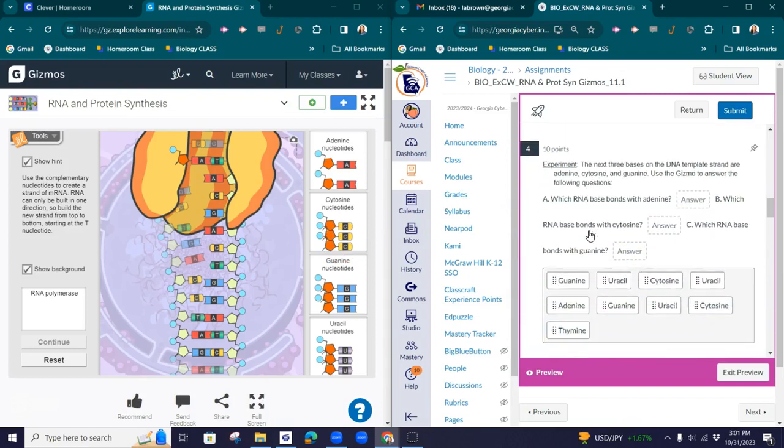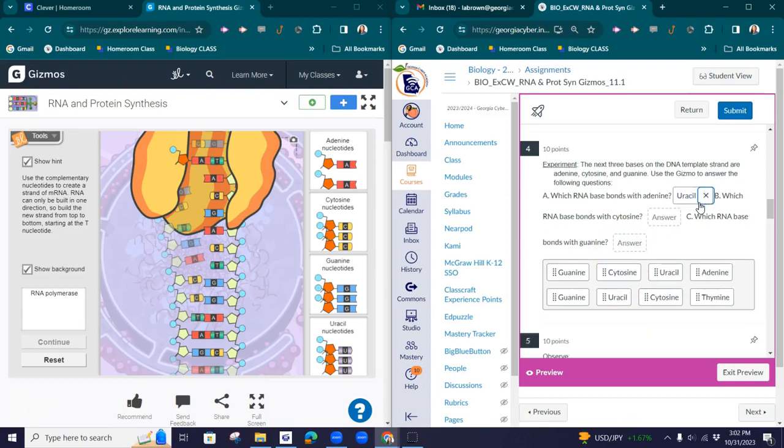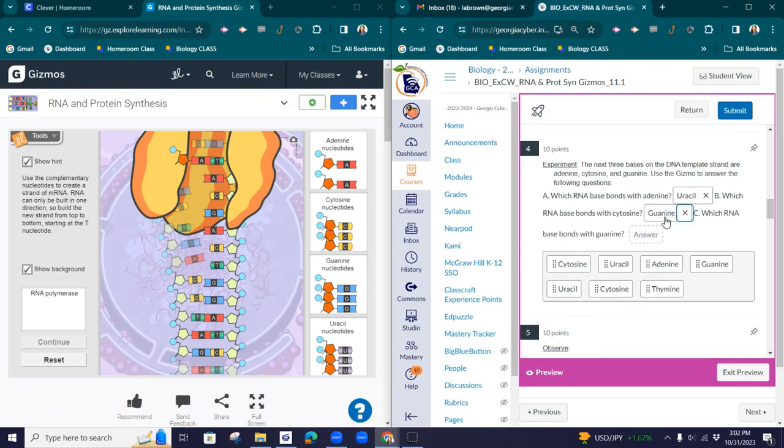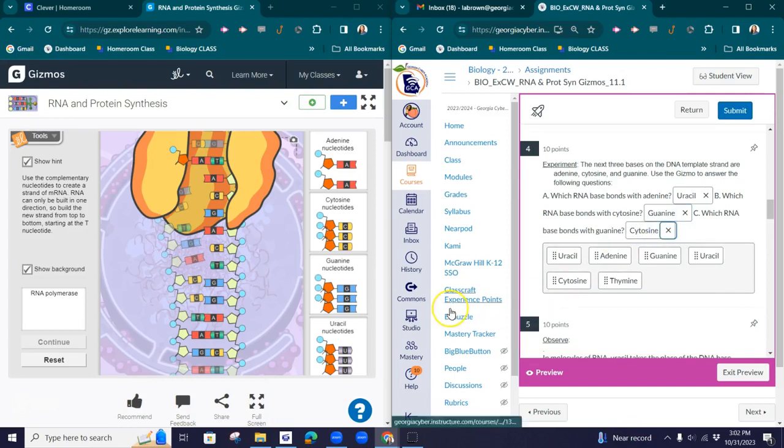The next three bases on the DNA template strand are adenine, cytosine, and guanine. Use the Gizmo to answer the following questions. Which RNA base bonds with adenine? Adenine bonds with uracil. Which RNA base bonds with cytosine? Cytosine bonds with guanine. Which RNA base bonds with guanine? Guanine bonds with cytosine. And so you can actually practice that right here.